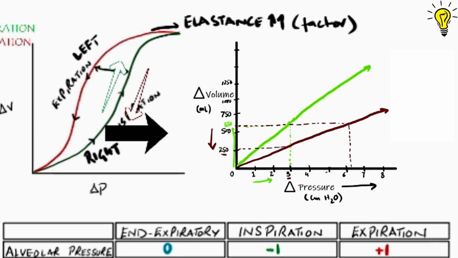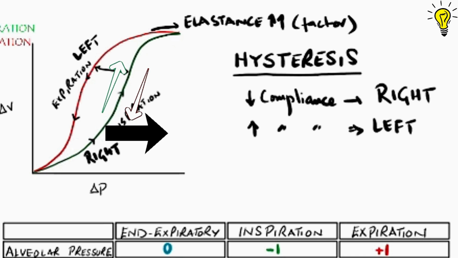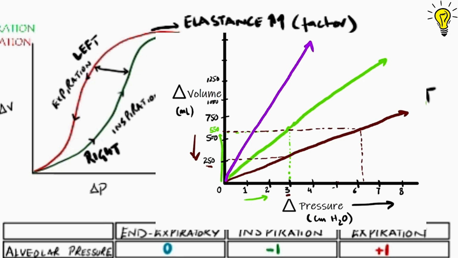And what happens if I remove this elastic recoil from the lung, as happens in emphysema? The opposing force to inspiration is taken out of the equation. So lungs become super compliant. And so the purple colored curve shifts leftwards, more than even the normal green colored lung.